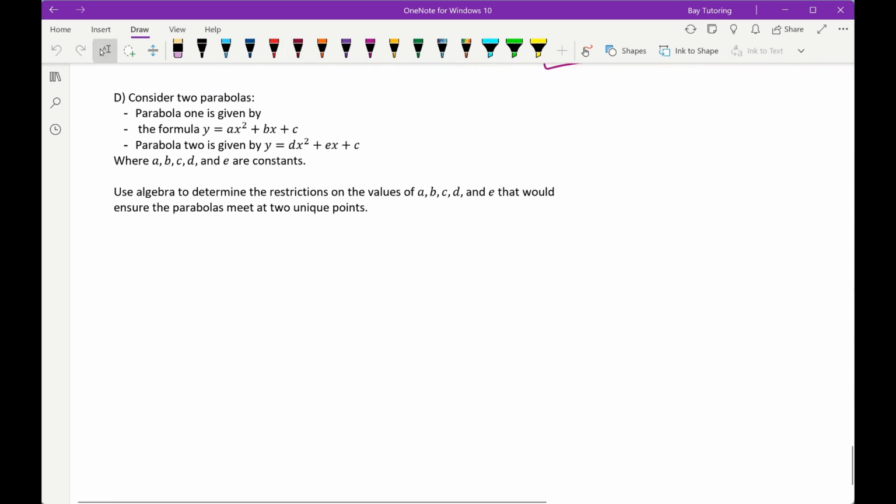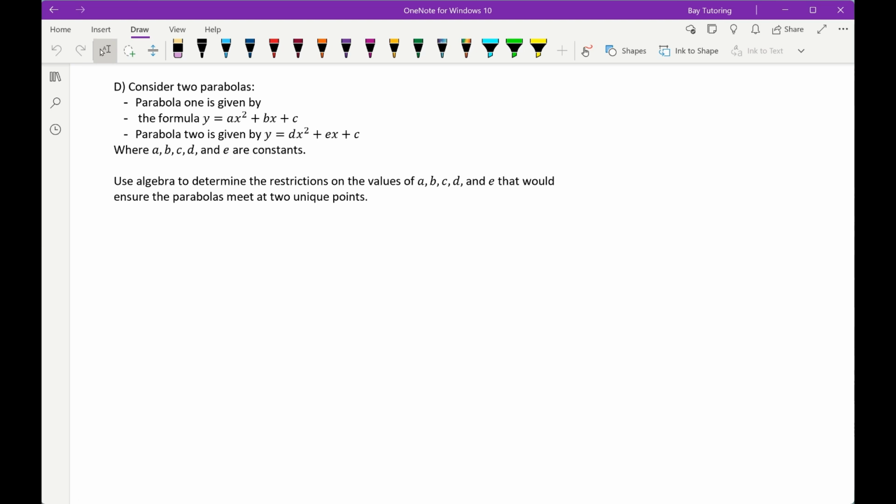On to part D, which is the final part of question 2. Consider two parabolas. Parabola 1 is given by the formula y equals ax squared plus bx plus c, and parabola 2 is given by y equals dx squared plus ex plus c, where a, b, c, d, and e are constants, so they're numbers. Use algebra to determine the restrictions on the values of a, b, c, d, and e that would ensure the parabolas meet at 2 unique points. So that means we would get 2 unique solutions specifically. So when we solve this, we should get solutions that are 2 different numbers.